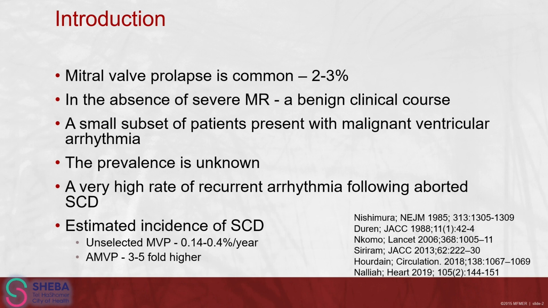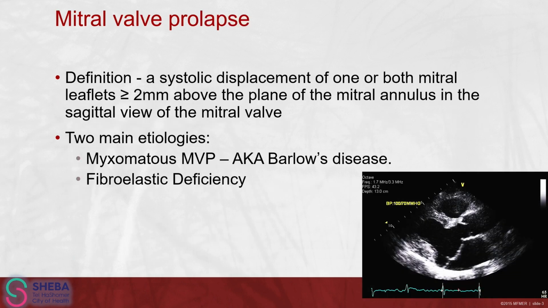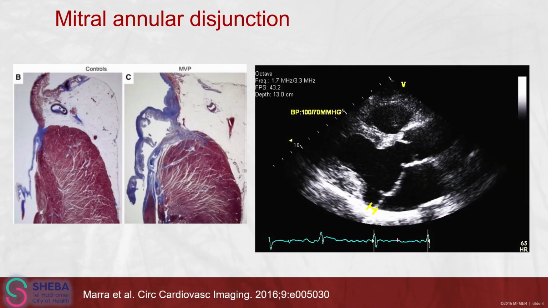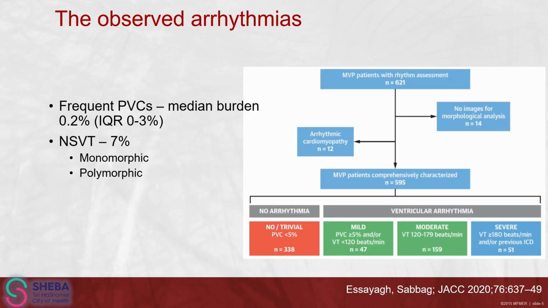Until recently, there was no consensus regarding the definition of this group, but we all agreed on three main components. The first is mitral valve prolapse itself, obviously. The second is mitral annular disjunction. This is an abnormal separation between the insertion site of the posterior mitral leaflet and the left ventricular myocardium. The third component is ventricular arrhythmia.